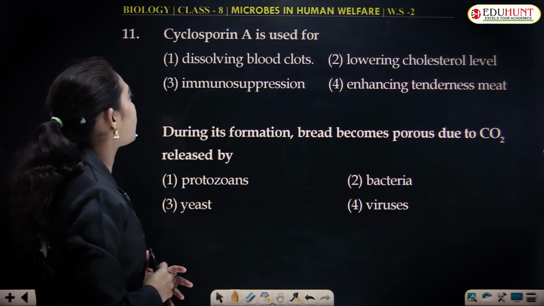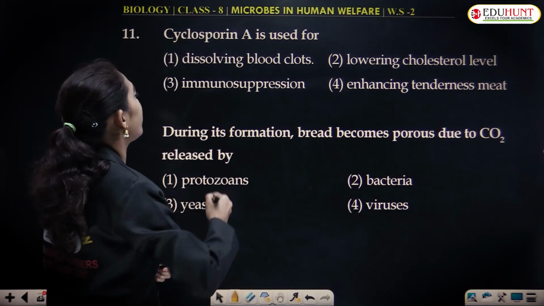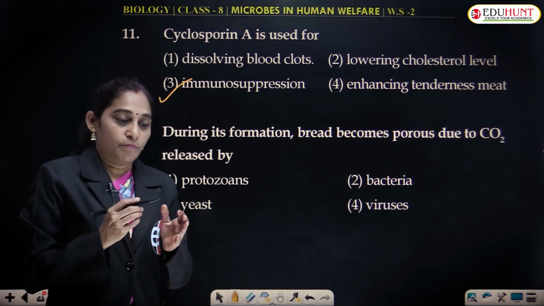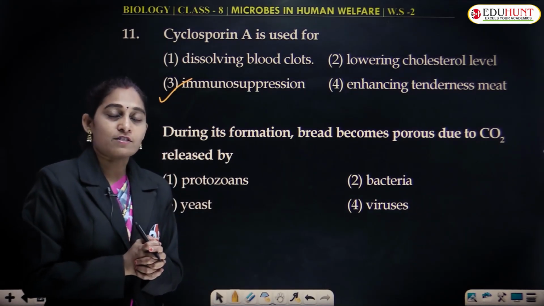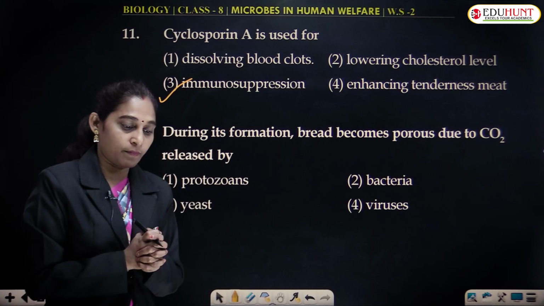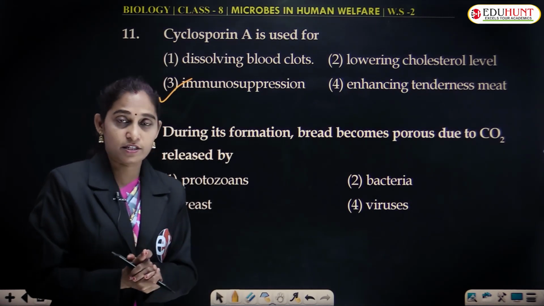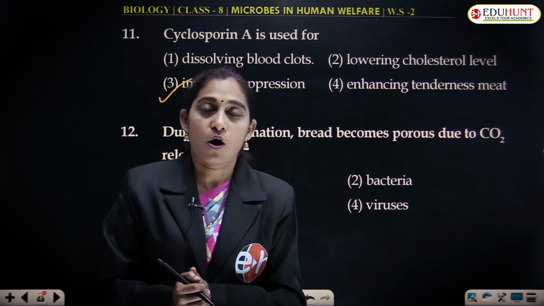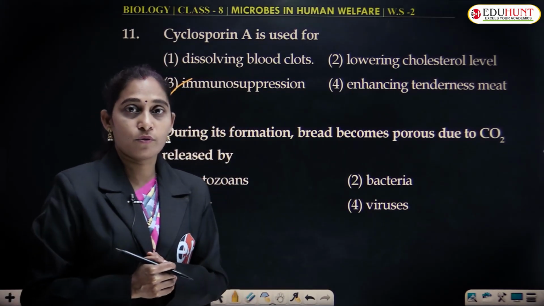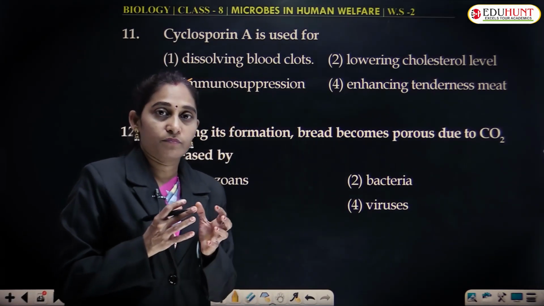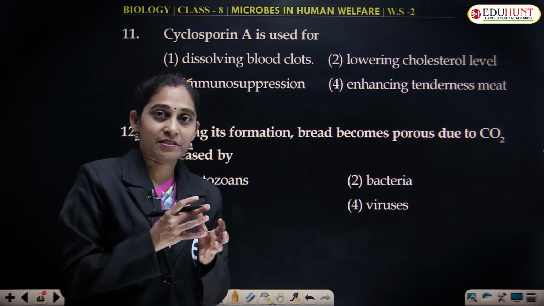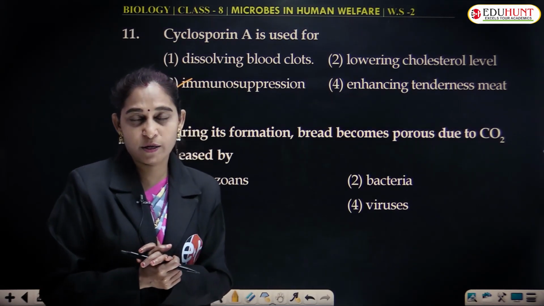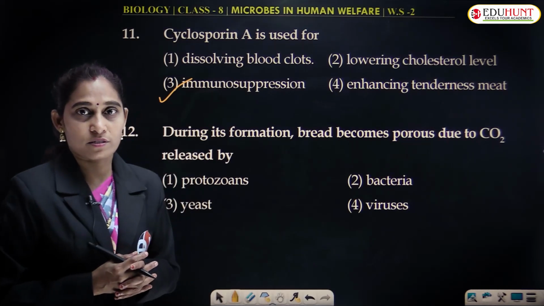Cyclosporin A is useful for immunosuppression. Immunosuppression means, after surgery, when organ transplantation, especially not the ordinary surgeries, organ transplantations are done, tissue acceptance and rejection reactions occur because of immune responses.